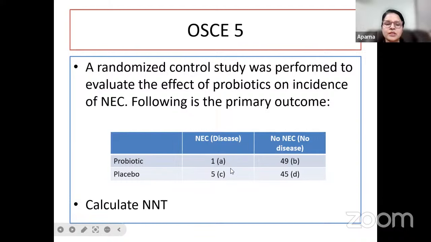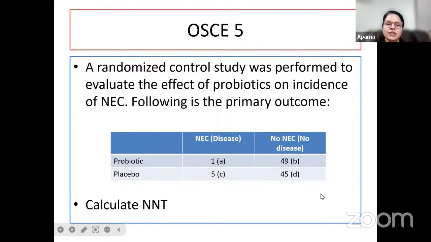So the incidence of NEC in the probiotic arm was 1 divided by 50. So there was one baby who developed NEC and 49 with no NEC. Whereas in the placebo group, you had 5 with NEC and 45 with no NEC. So the incidence of NEC in the probiotic group was 1 by 50.